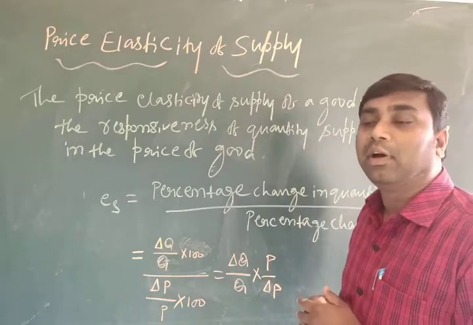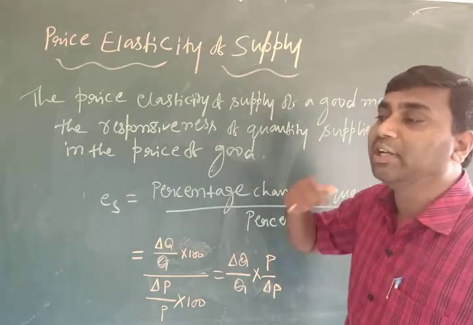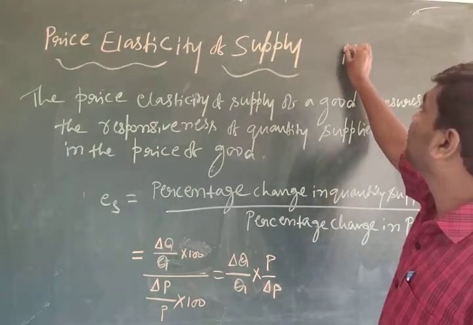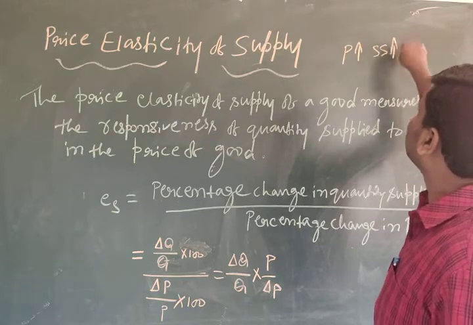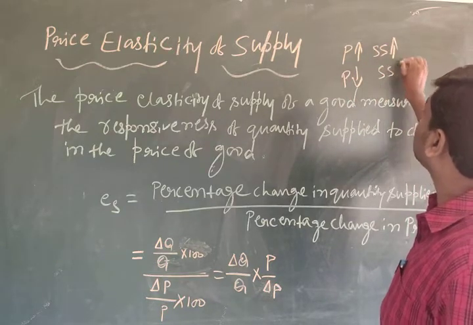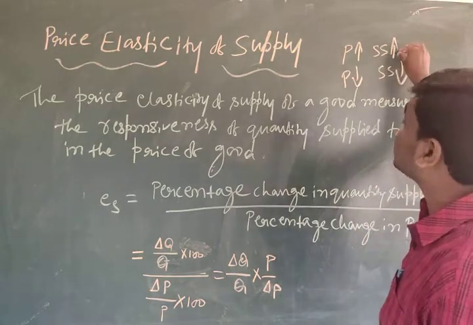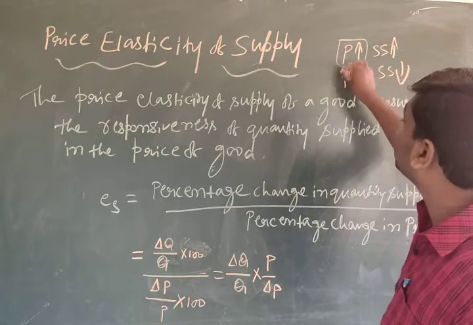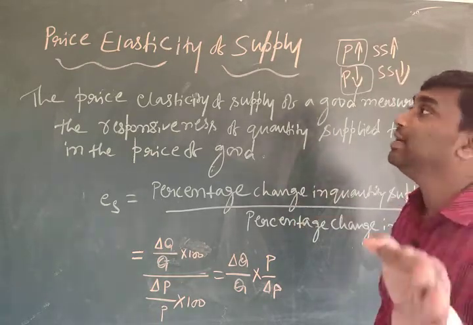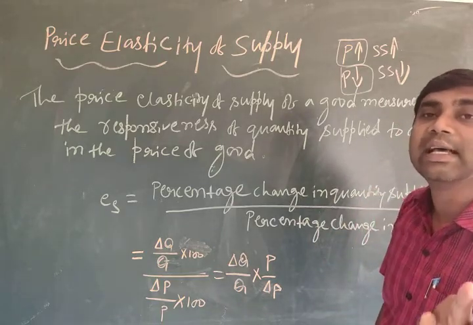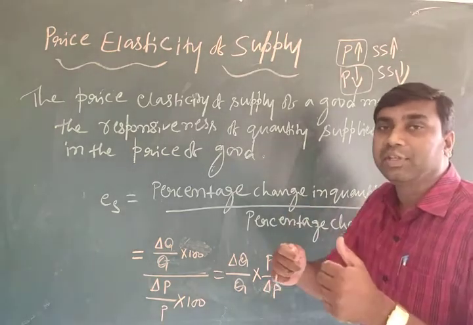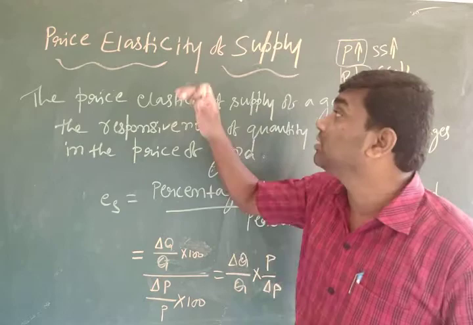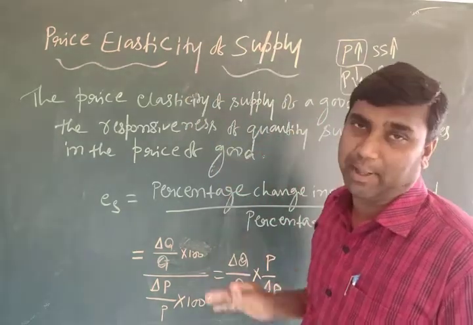As you know, the law of supply is, when the price increases, quantity of supply also increases. When the price decreases, quantity of supply also decreases. You have to understand, the quantity of supply is increasing because of changes in price. The quantity of supply is decreasing because of changes in price. That is only price elasticity of supply. Elasticity means expansion or contraction. Because of changes in price, definitely there will be changes in the supply.